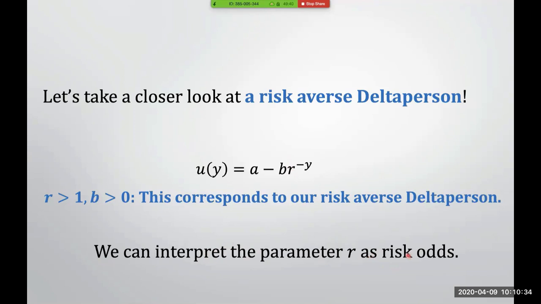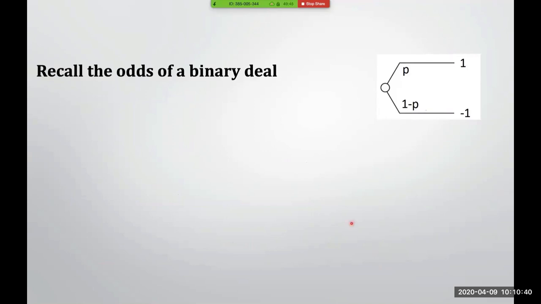So before we introduce the concept of risk odds, I want you to recall what the odds of a binary deal are. This is something we learned very early on in this semester. If you have a deal with 3 prizes, you can't use the odds ratio to characterize that deal. However, if you have a deal that has only 2 prizes, then the ratio of the 2 prizes' probabilities is called the odds ratio of that uncertain deal.